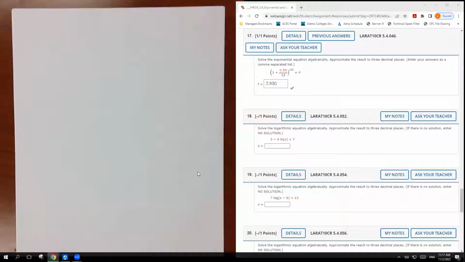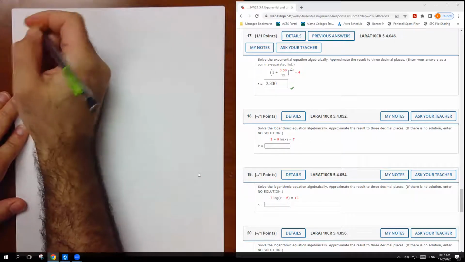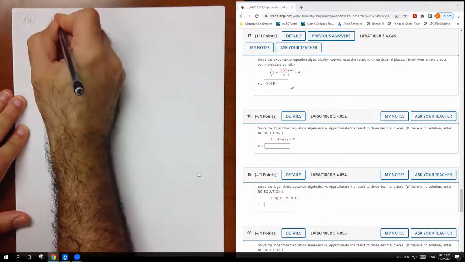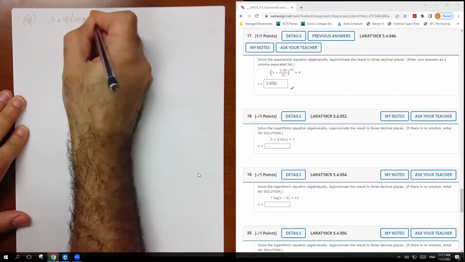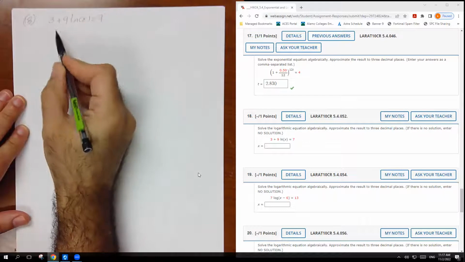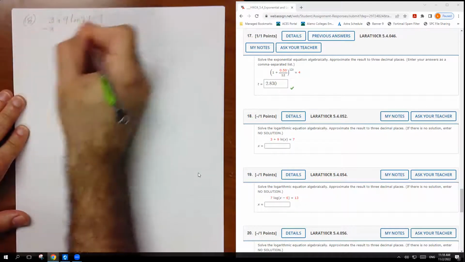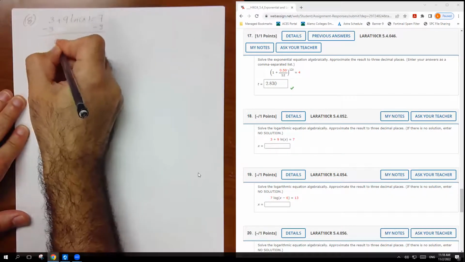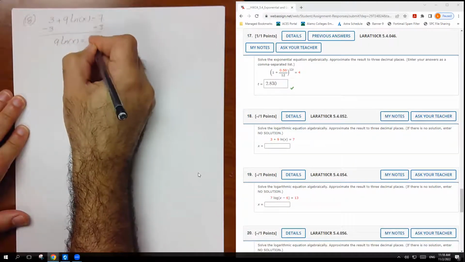Let's check example 18. Example 18, it says 3 plus 9 ln x equals 7. Now I need to find the value of x. So I'm going to move the 3 to the other side. So I'm going to say minus 3 from both sides. So it's going to be 9 ln x equal 4.